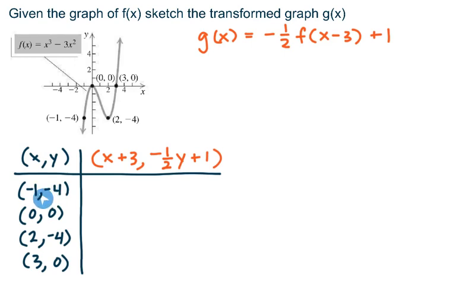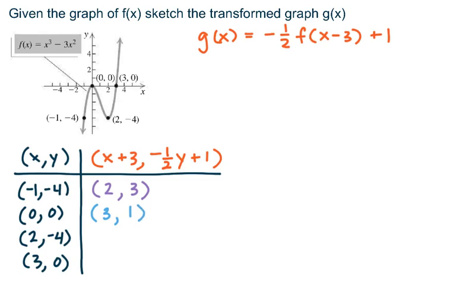Now, if I look at taking each of these ordered pairs and plugging them in, let's see what we get. So negative 1 plus 3 gives me 2. Negative 1/2 times negative 4 is positive 2, plus 1 gives us 3. My next ordered pair, 0 plus 3 is 3. Negative 1/2 times 0 is still 0, plus 1 gives us 1.